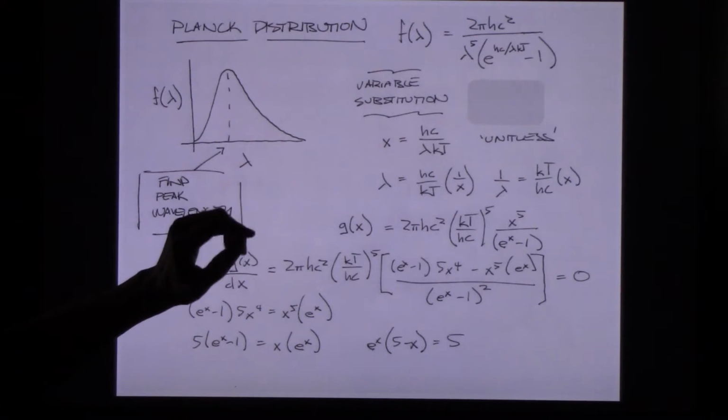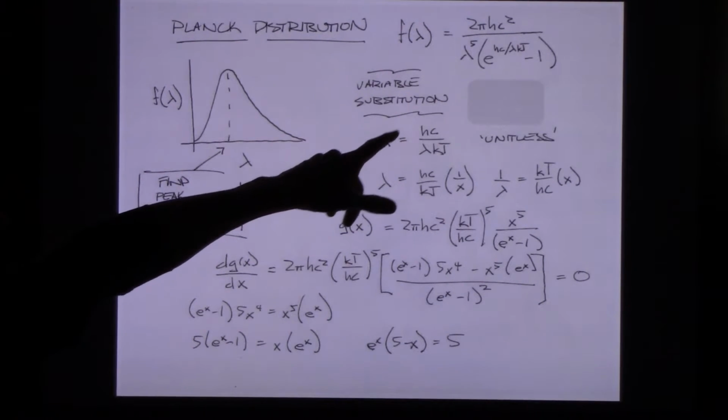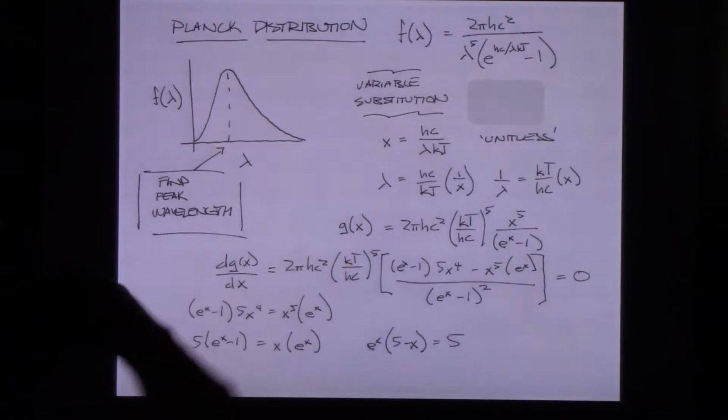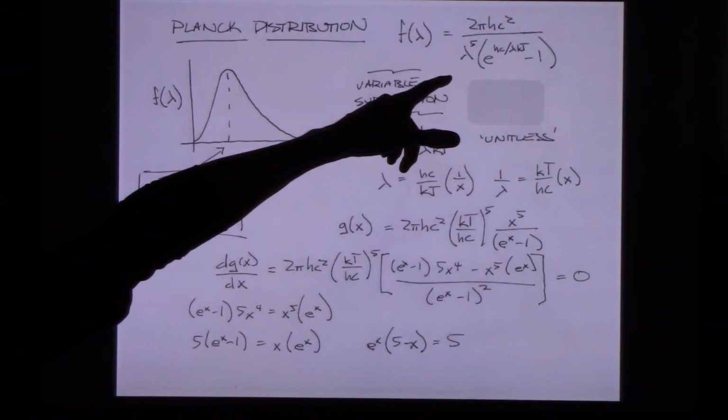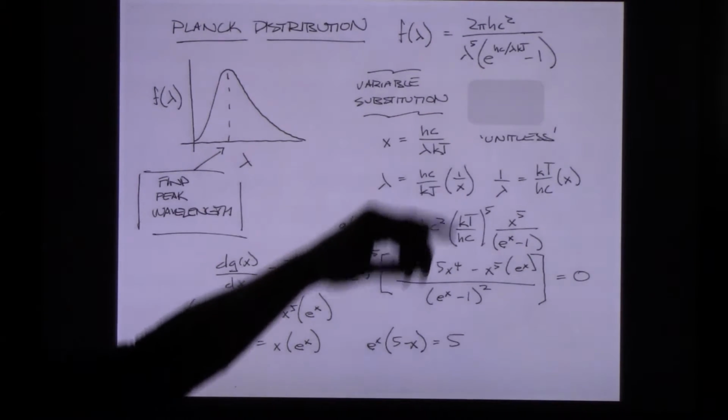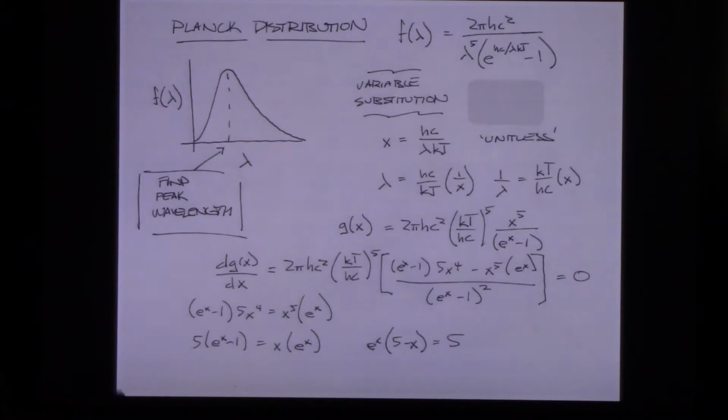U is another one of my favorites, but for this I used x is equal to hc over lambda kT. What that does for us is it simplifies taking the derivatives of my exponential. Now, taking derivatives of the exponential is kind of trivial because the derivative of e to the x with respect to x is e to the x.